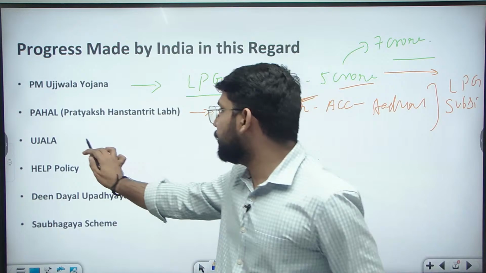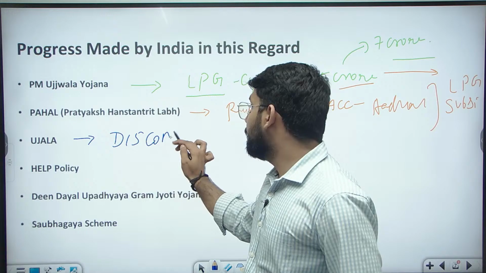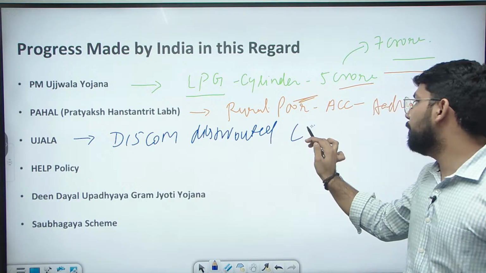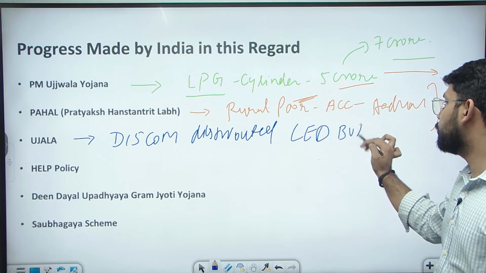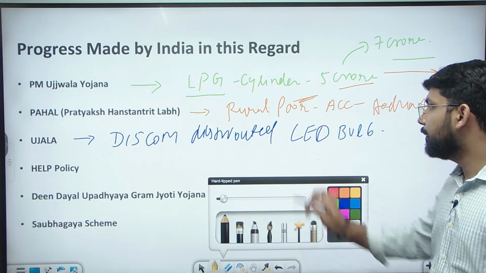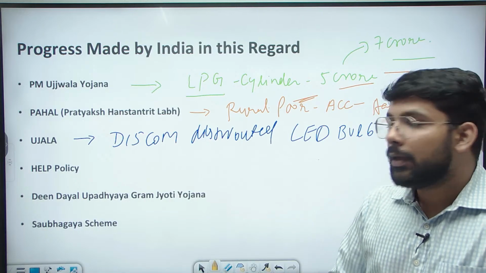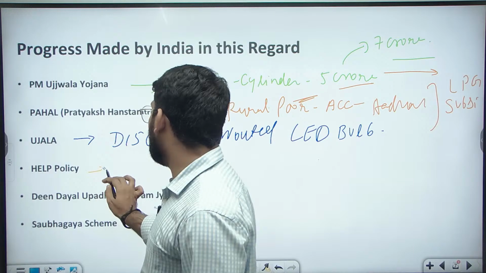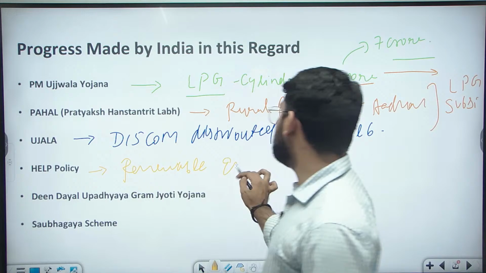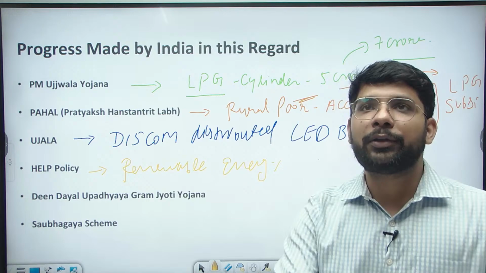Then, in the case of the Ujjwala Yojana, the DISCOMs distributed LED bulbs to each household to save energy losses. In the case of health, the government is focused on renewable energy, such as energy from hydrogen.